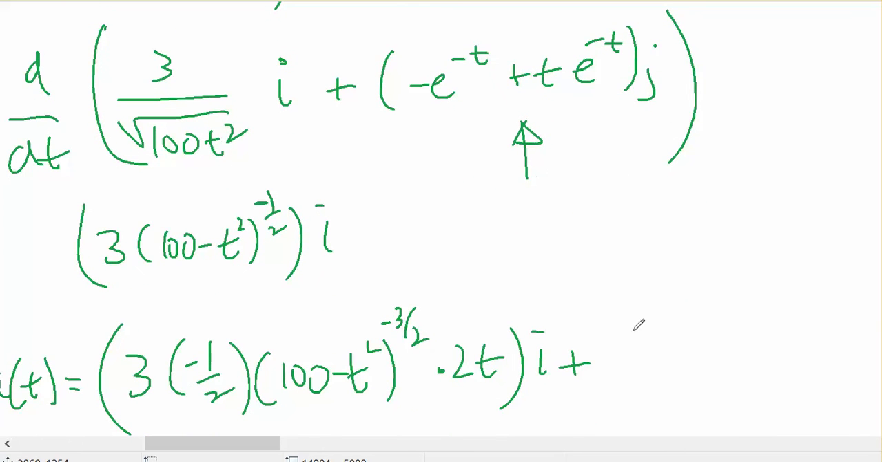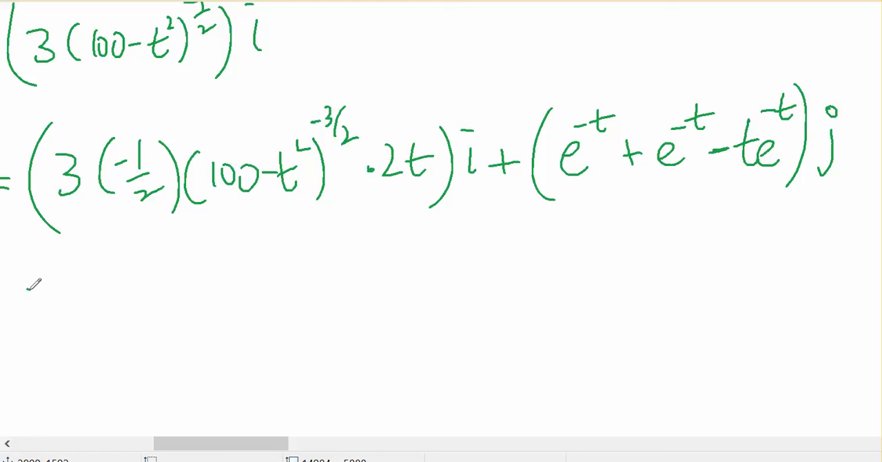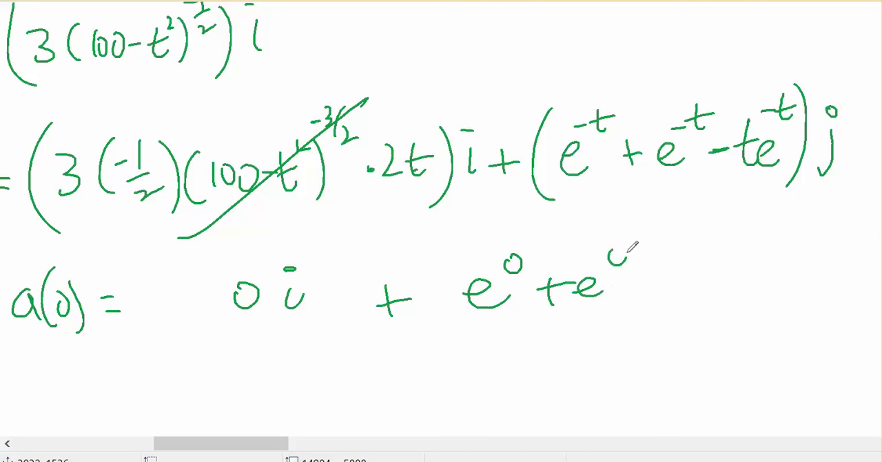I've got the derivative of this, which is positive e to the minus t, plus the derivative of t is 1, so e to the minus t, then minus t e to the minus t, in the j. And I'm looking for the initial, so a of 0 should equal, well, since I've got a 0 here, all of that is 0 in the i, plus e to the 0 plus e to the 0 minus 0, 1 plus 1, the acceleration is 2 meters per second squared.